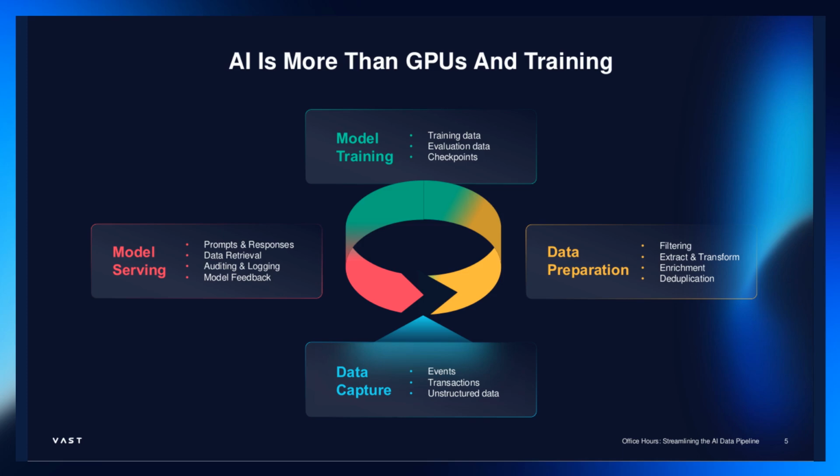And then you've got your data preparation. You're still doing things like filtering, ETL, ELT, enriching your data, deduping the data, and then you've got your model training. So you're actually doing the hard work with the GPU of modeling and splitting your data into training data and evaluation data, doing things like checkpointing so that you can recover if a GPU goes down, et cetera. And then you've got your model serving layer where you're actually doing things like inferencing. You've got your prompts and response. This is your ChatGPT interface, right? And this is interesting though, because that response can then be fed back into the data capture layer. So you've actually got this feedback cycle, which you wouldn't necessarily have in a more traditional analytics use case.